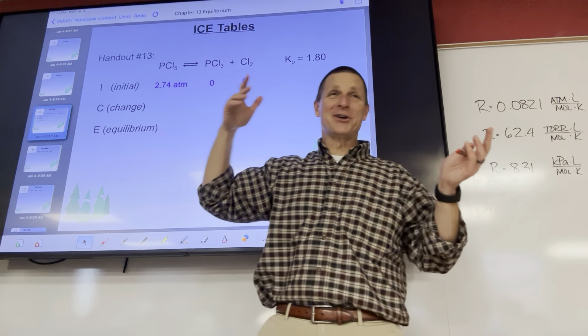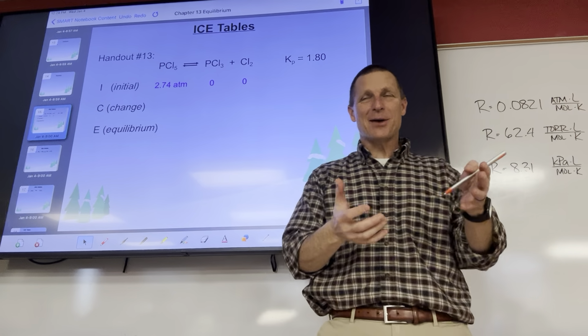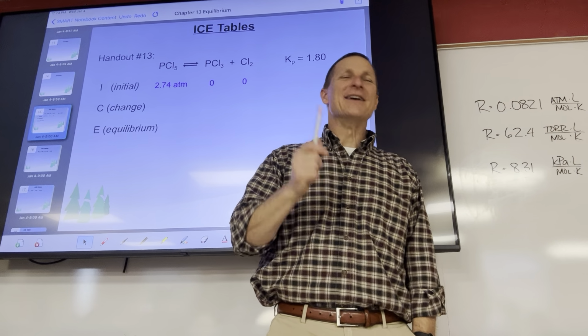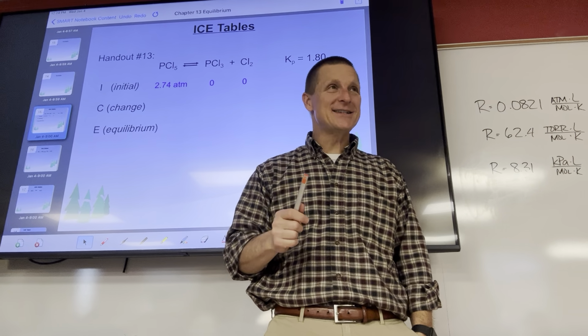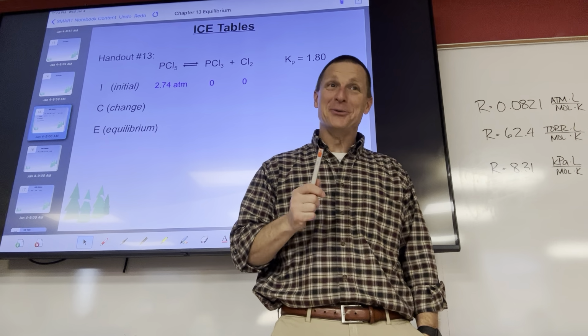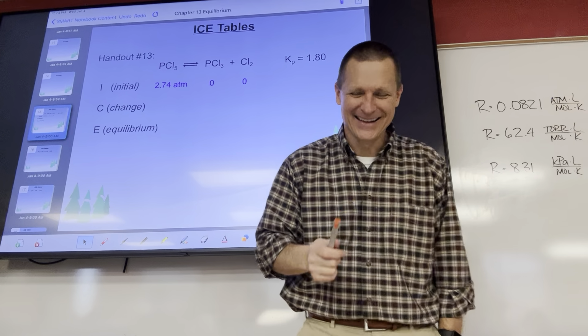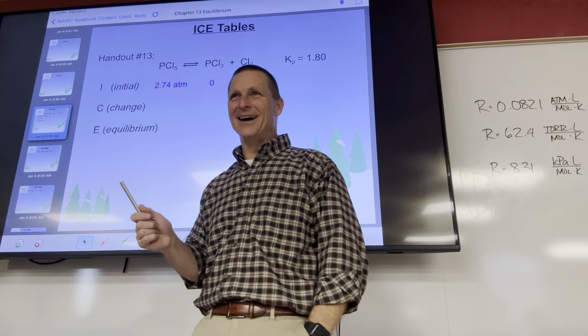I always like to joke at the beginning when we're just starting in chapter 13 with ice tables. Over the next 4 chapters, if I could give you a quarter for every ice table that you do, you would be really happy at the end of this. You would be able to buy yourself something nice. We're going to do a lot of ice tables.